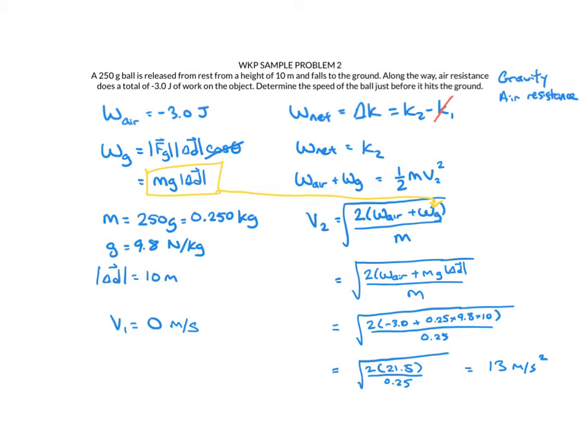Okay, I wonder if the air resistance did anything. So I'm going to use kinematics and solve for the speed without the air resistance and see if it actually did much. So V1 is 0. Acceleration is 9.8 meters per second squared. And the displacement is 10. These are all down.